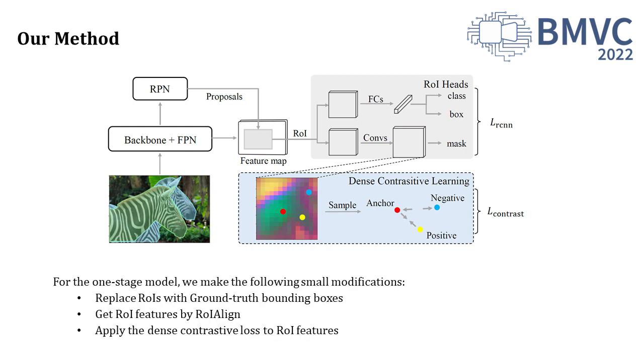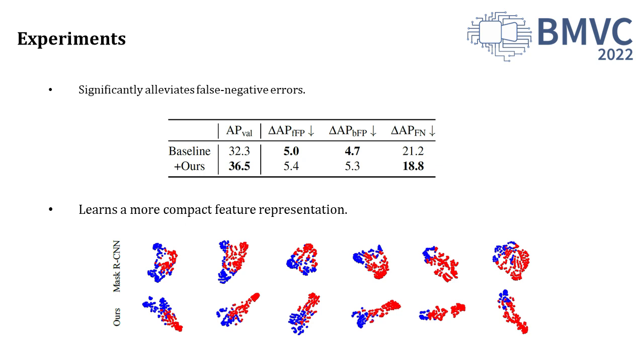For the one-stage model, we make the following small modifications. First, replace ROIs with ground truth bounding boxes. Then, get ROI features by RoIAlign. Finally, apply the dense contrastive loss to ROI features. We found our method effective in alleviating false negative errors. Meanwhile, our method leads to more consistent features of the pixels on the same instance. The t-SNE visualization of the ROI features shows that the features learned with our method are more compact.